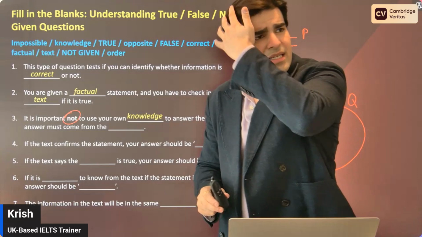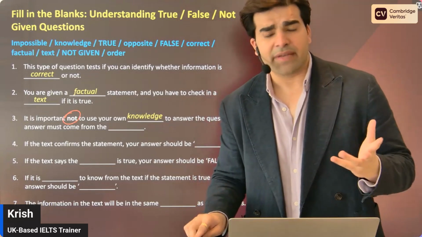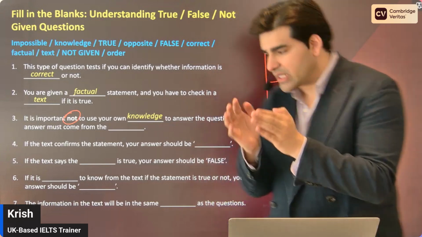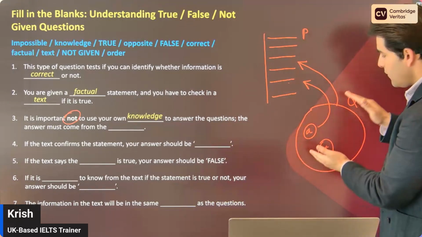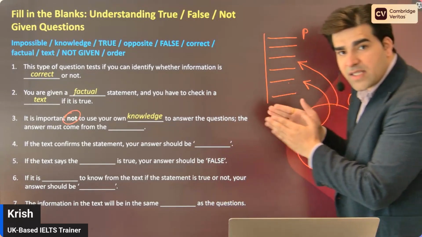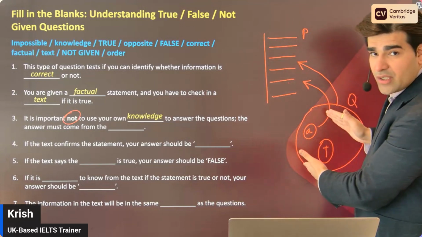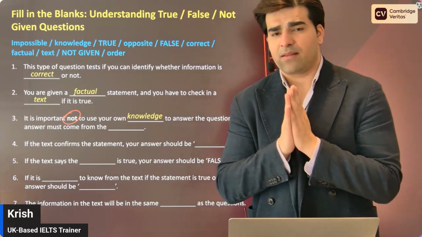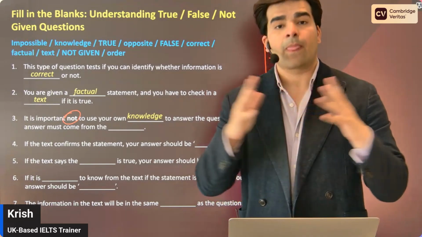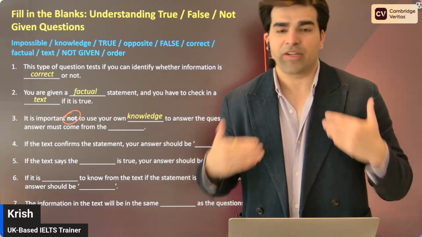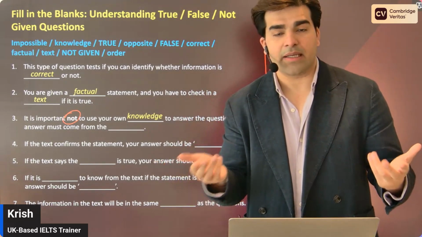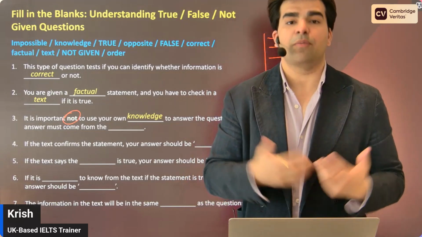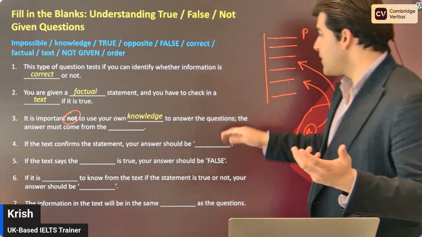IELTS wants to basically check what your level of English is. Are you able to understand the English that is written here in the question versus here in the passage? If you're able to understand that, you get a better band for it. You get a mark for it, basically. But if you're not able to comprehend it, you lose a mark for it. You basically do not get a mark.